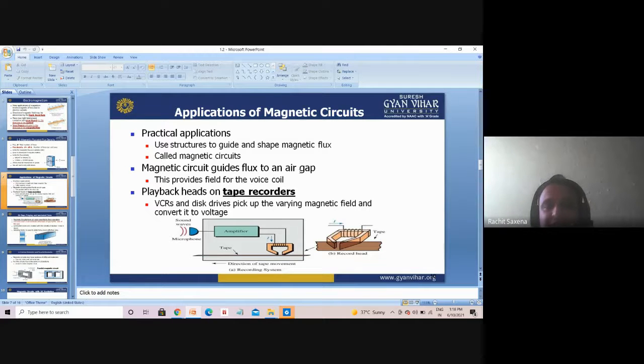So a magnetic circuit basically guides the flux to an air gap. If the air gap is more, then reluctance is more, and reluctance is inversely proportional to the flux. Later on I'll tell you what reluctance is, but in basic terms, because we have already studied this magnetic circuit in previous classes, magnetic flux is inversely proportional to the reluctance, similar to the current.